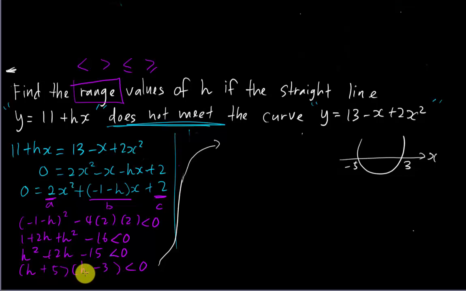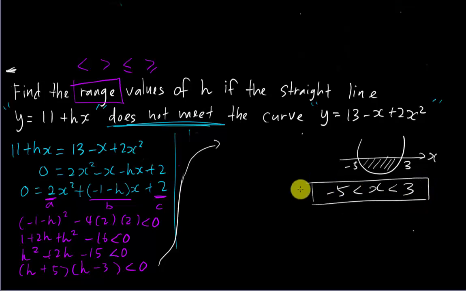So if less than 0, you just imagine on the x-axis the y equals 0. Less than 0 means below here. That means your h value should be between 3 and negative 5. This is how we write the final answer. Okay, if you see less than 0, remember to do like this.